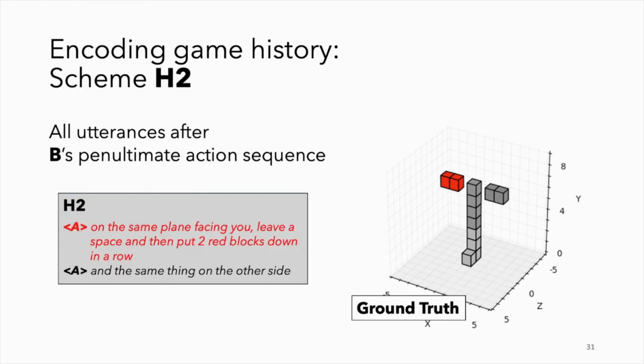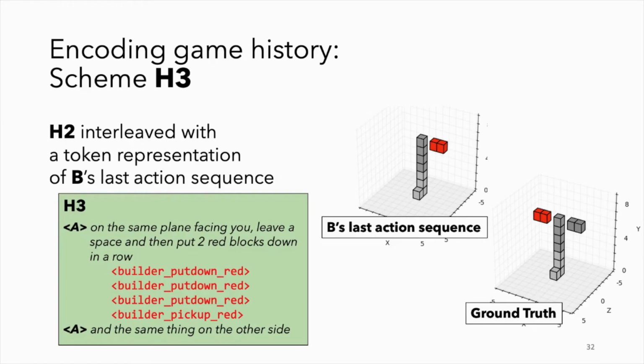In scheme H2, we try to alleviate this problem a bit by encoding all utterances after the builder's penultimate action sequence. We see that we now have some more context by adding in the utterance in red to that game history. We take this further in scheme H3, which basically interleaves the utterances of H2 with a token representation of the builder's last action sequence. The history now is far more informative. It tells us more about what needs to be replicated when the architect says, and the same thing on the other side.